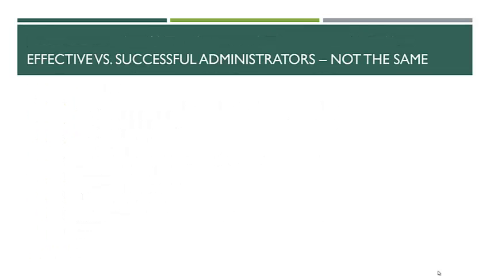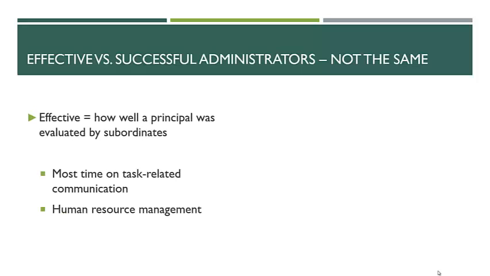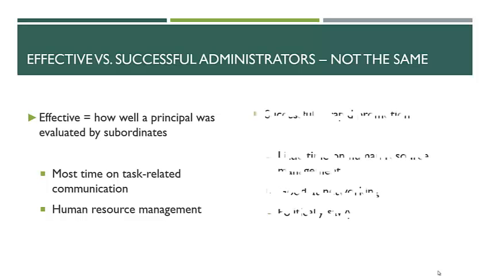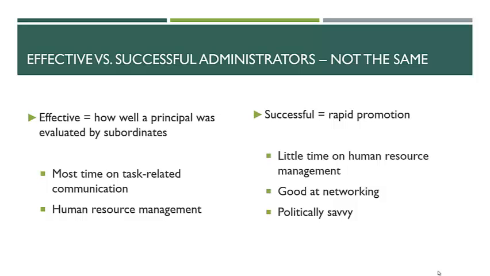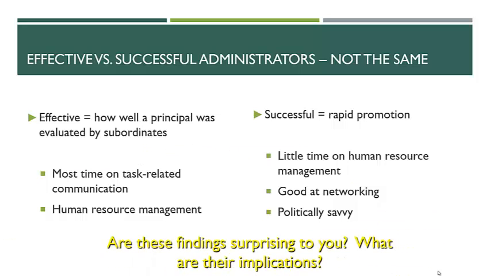So how do you overcome these things? Effective versus successful administrators. And we all know these, okay? An effective principal is how well a principal was evaluated by his or her subordinates. Most time on task related communications, human resource management. A successful principal, somebody who just moves up the ranks quickly, little time on this human resource management, good at networking, politically savvy. Okay. My pleading with you is that you aim to be that effective principal.